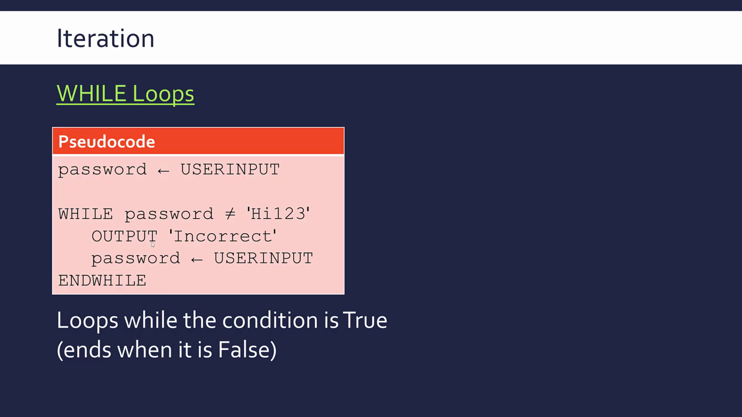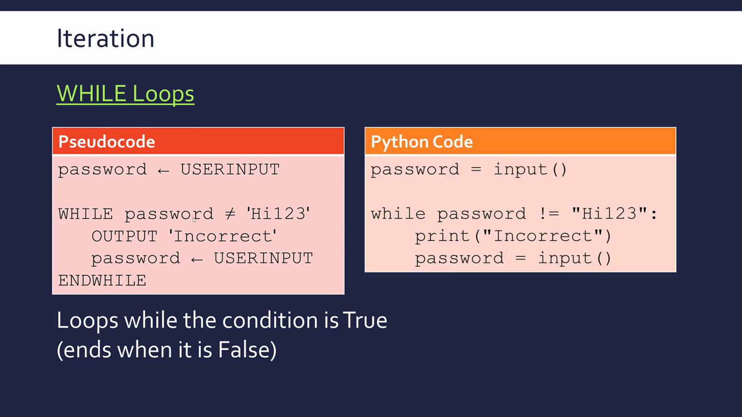So here we are telling the user they're incorrect and asking for the input again. That's really important. You've got to make sure inside your while loop you've got a chance for the condition to become false. If the condition is always true and you haven't got a break or something like that, it's going to become an infinite loop. The equivalent in Python is very, very similar, just with different symbols and no end while in this case. So not really much more to say about that one.